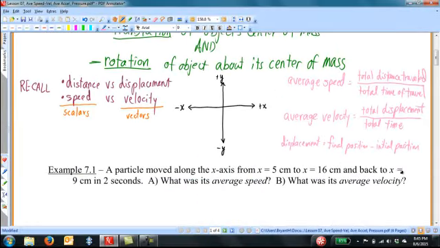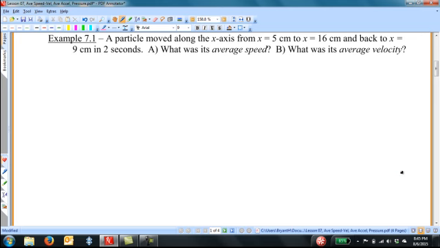Let's start with example 7.1. A particle moved along the x-axis from x equals 5 centimeters to x equals 16 centimeters, and then back to x equals 9 centimeters in 2 seconds. A, what was its average speed? And B, what was its average velocity?